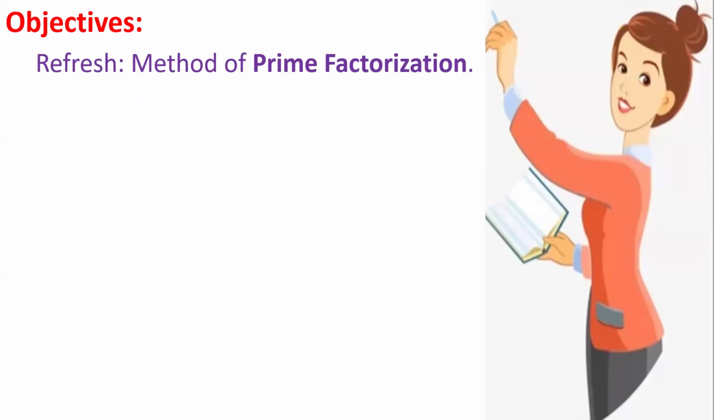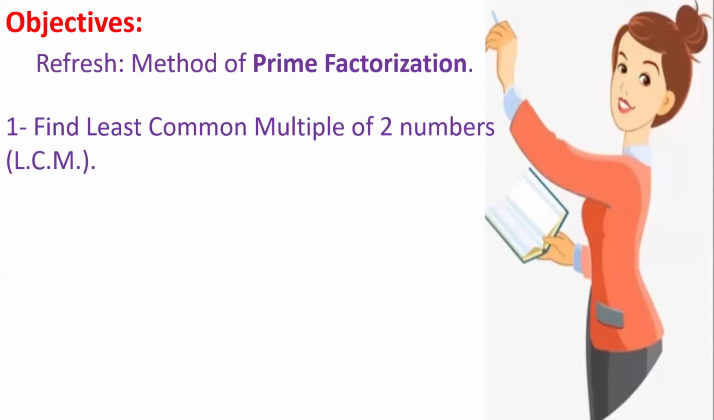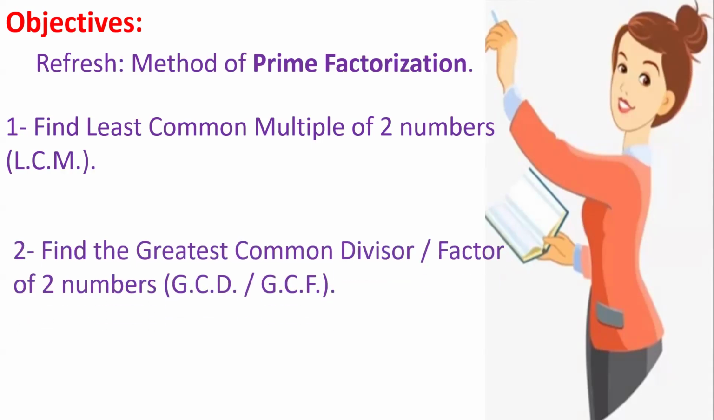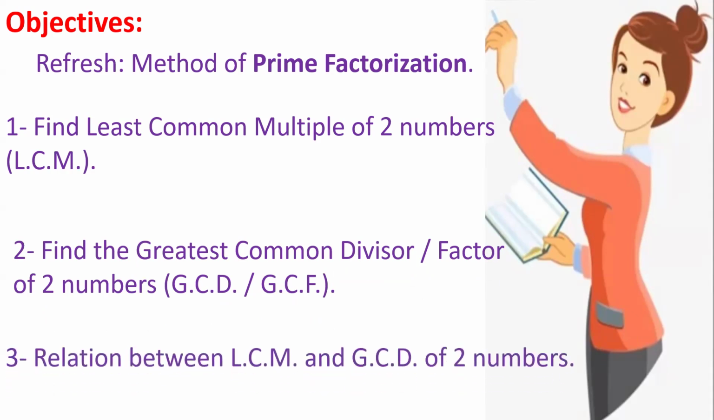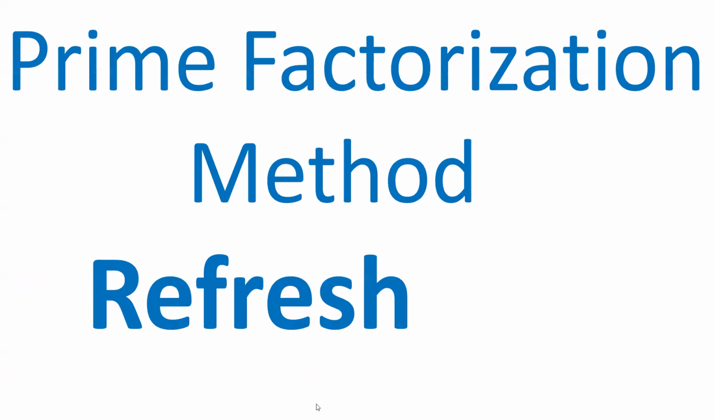I reminded your friends again of the method of prime factorization. Then we found the least common multiple of two numbers, which we call the LCM. We found the greatest common divisor or factor of two numbers, the GCD or the GCF. Finally, we talked about the relation between the LCM and the GCD of two numbers.